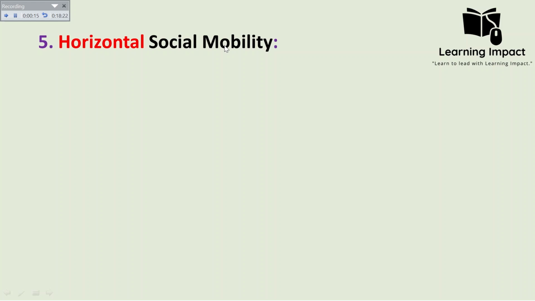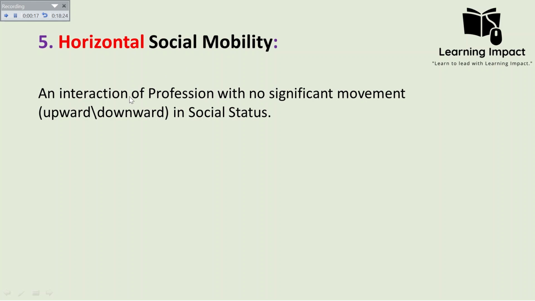So in that case, it can be defined as the interaction of profession with no significant movement in social status. This means that there is no significant change in the social status regarding the prestige attached to it, the respect level, or even the salary level. In such a case, the social mobility will be called horizontal social mobility.